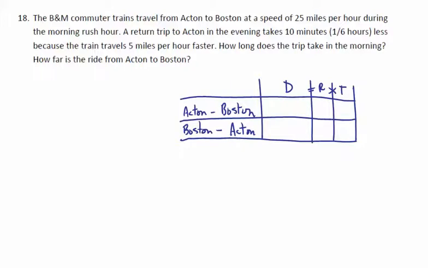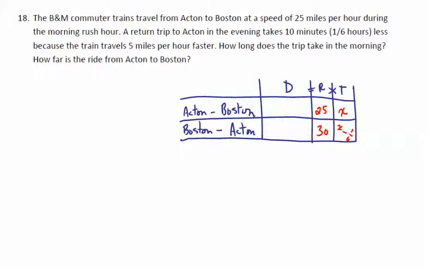All right, so what information do we know? We know that there's a speed of 25 miles per hour during the morning rush. So let's put that in red. 25 miles per hour during the morning rush. And in the evening, it travels 5 miles per hour faster. So that would be 30 miles per hour. How about the time? Well, we don't know how long it takes to get from Acton to Boston, but we do know that coming home, the time is 1/6 hour less. So here we don't know the total time of the trip. We don't know the first time, but we do know that the second time is 1/6 of an hour less. So here we actually are going to use x minus 1/6. It's 1/6 of an hour less coming back than it took going there.